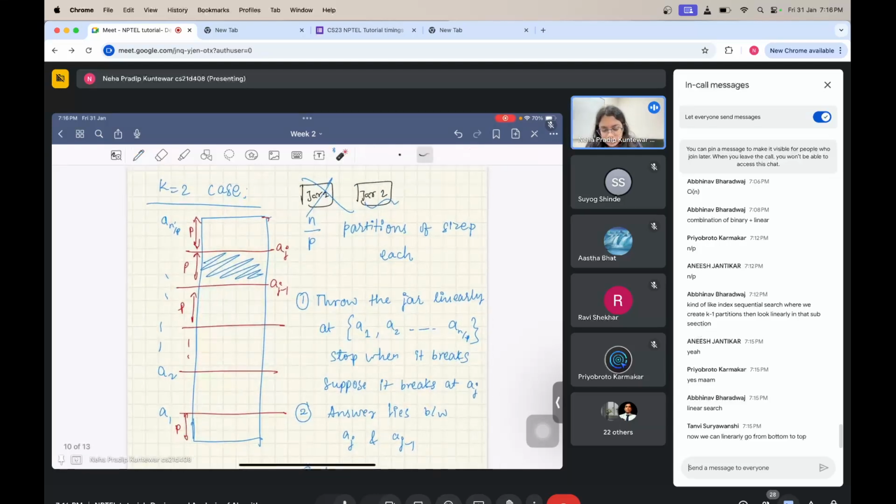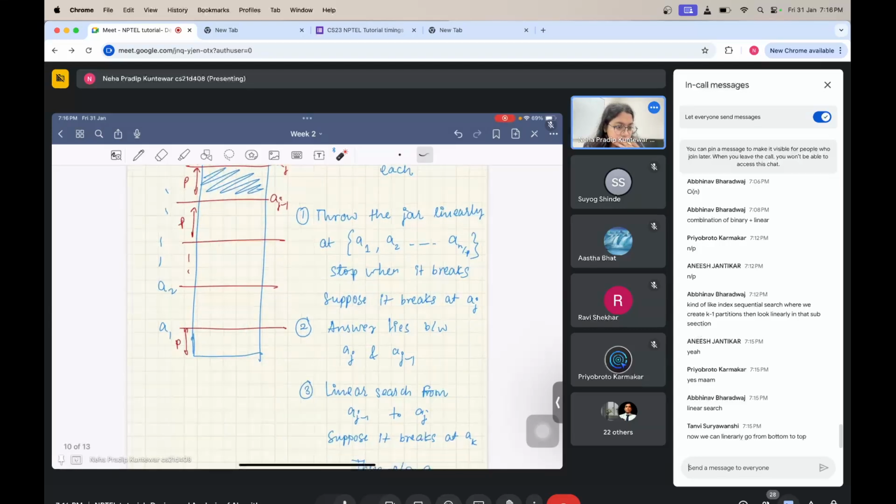I'll just quickly repeat. What we did is we partitioned it into size of p. There are n over p partitions. We threw the jars at the boundaries of this partition so that we know in which partition the correct answer lies. Then you again linearly keep on throwing all the way until you break it for the first time. So what is the running time of this, or by running time I mean how many steps did we make in the worst case?